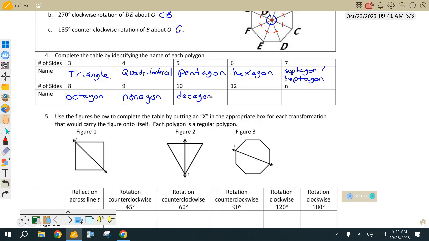Decagon. Okay. Now these are the ones you should know your names of. That's what they tend to use in words. Okay. The name of it.